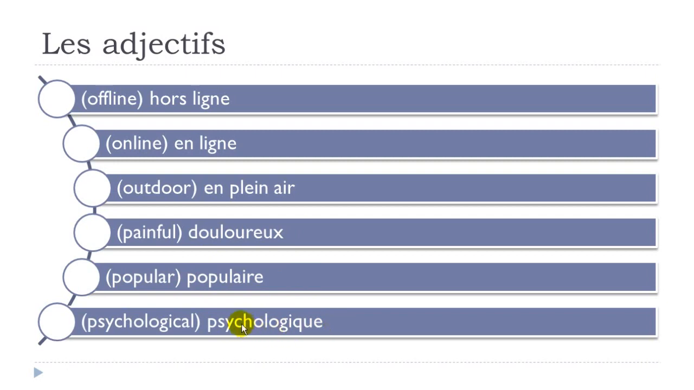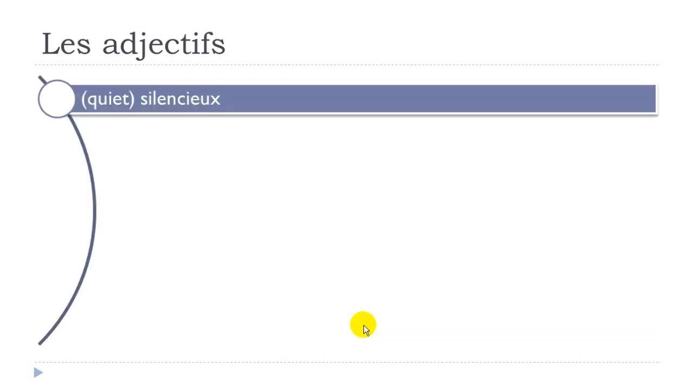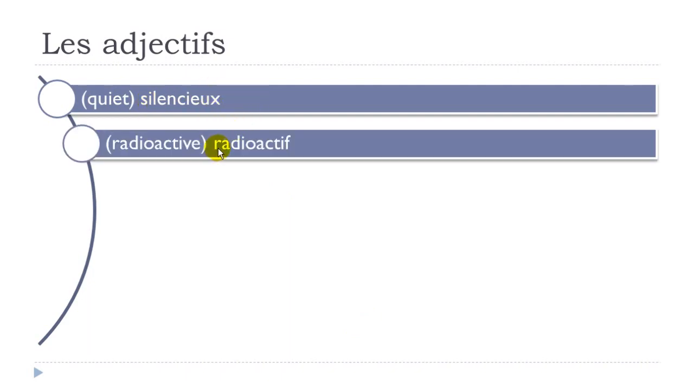Psychologique. Okay, remember it's an exception here because you've got this C-H-O. Normally we should pronounce it sho, okay, but in that case we pronounce it ko. Psychologique. Remember, final Q-U-E like that. K. Psychologique. Silencieux. Final X not pronounced. Radioactif.